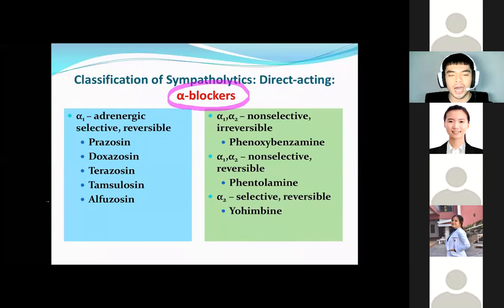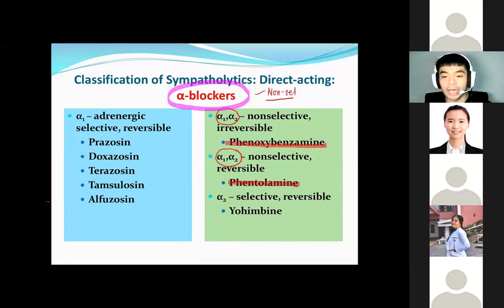We have different subclasses of alpha blockers depending on which receptors they target. Number 1 are the non-selective alpha blockers. When we talk of non-selective alpha blockers, apparently, they block both alpha-1 and alpha-2 receptors. So meron tayong dalawang examples ng non-selective alpha blockers. Number 1 is phenoxybenzamine.